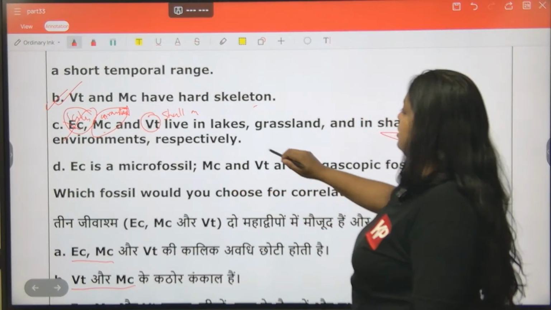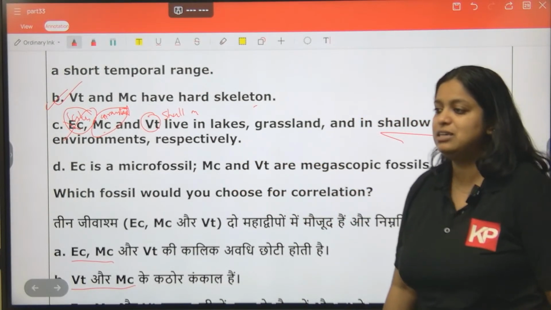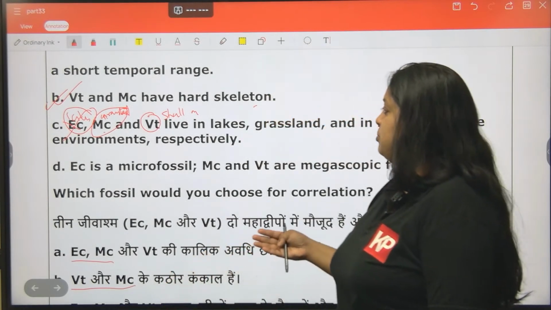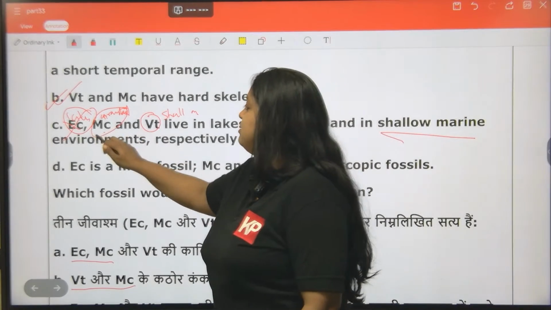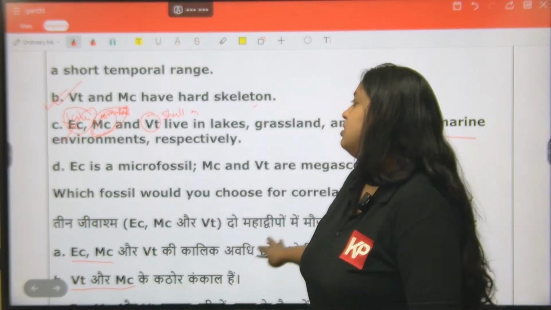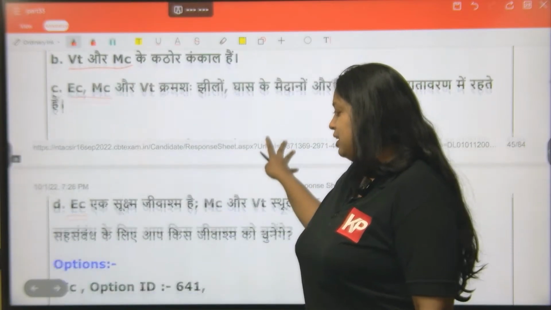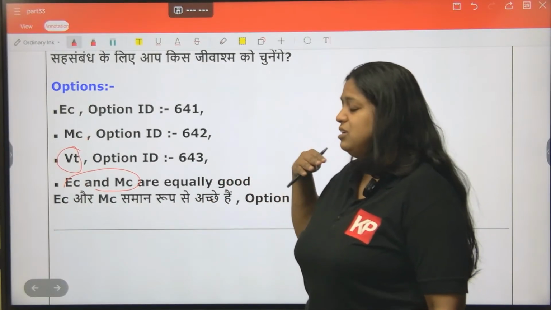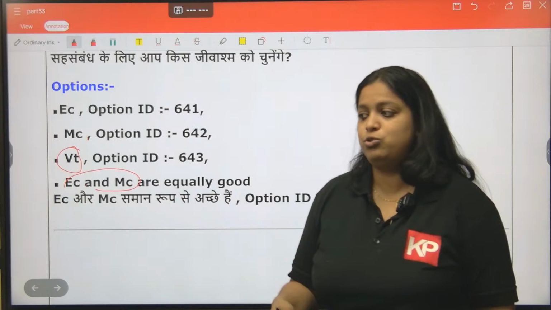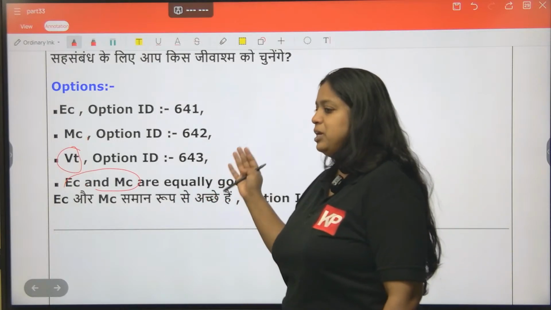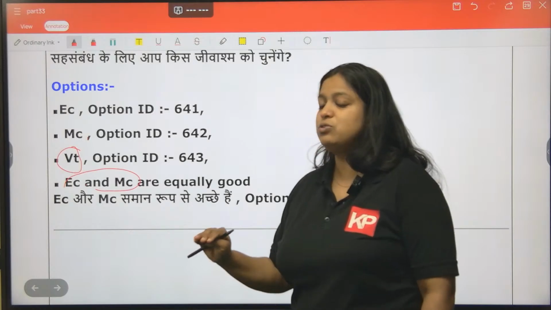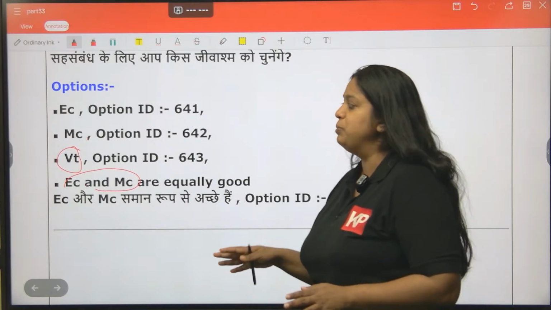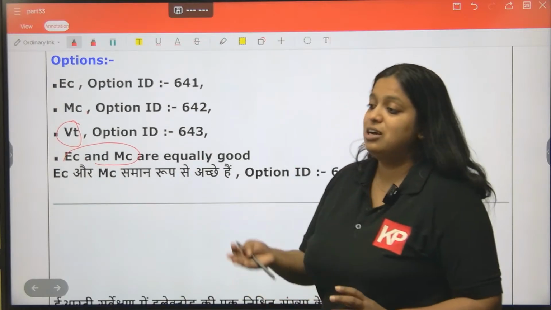Now, MC is present in the grassland situation, so their preservation is not that highly possible. Sediment supply is much lesser in the grassland situation. Hence, the answer is VT. These kinds of questions use a lot of unnecessary terminologies, EC, MC, VT. You don't need to be confused about the terminologies. Read the questions carefully. Keep your calm and read the question. You will be able to get the answer and understand what they are going for.